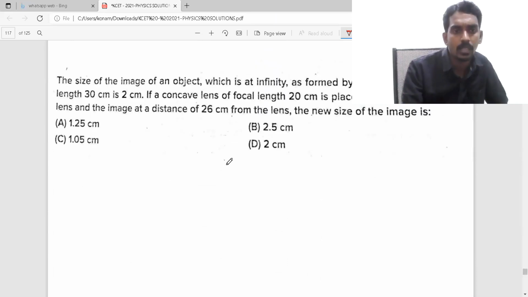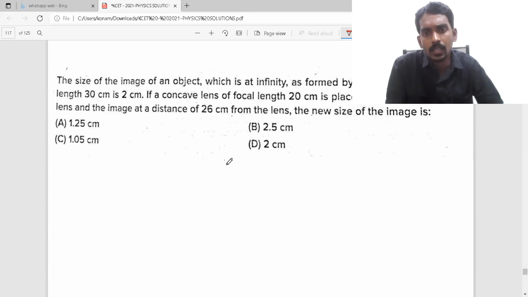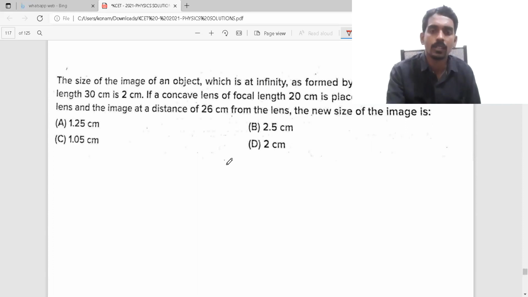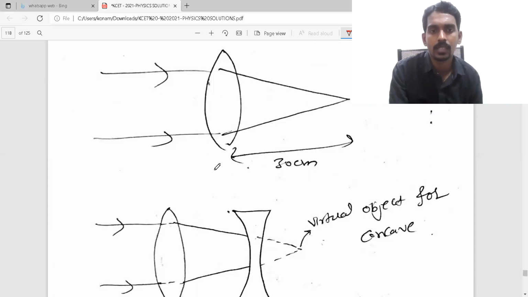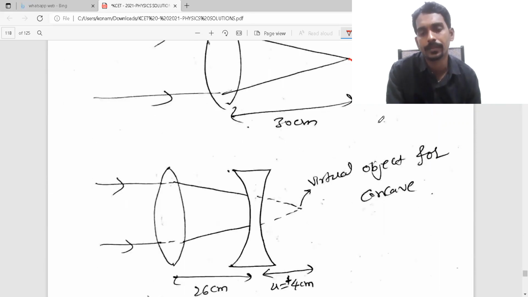Then after this, the size of the image of an object which is at infinity as formed by a convex lens of focal length 30 centimeter is 2 centimeter. So here the concept is, there is a convex lens and the object is at infinity. Object at infinity means the image will form at the focus. So the focal length is 30.